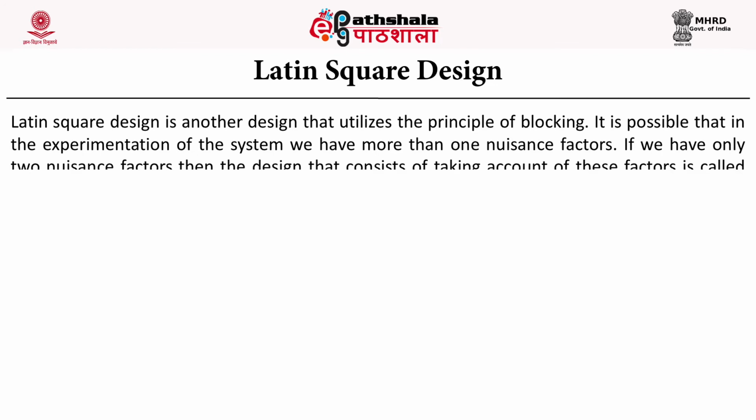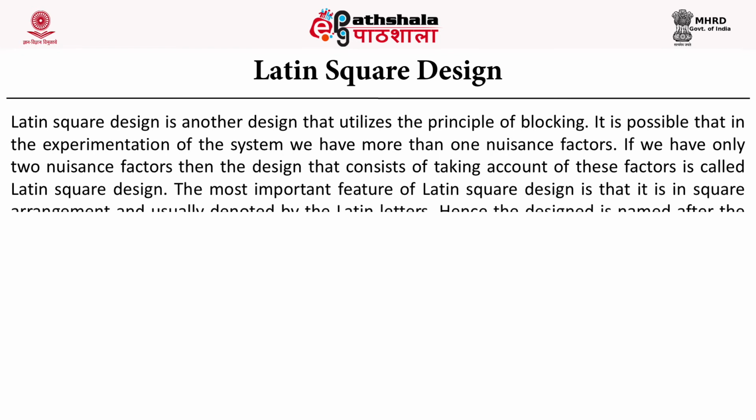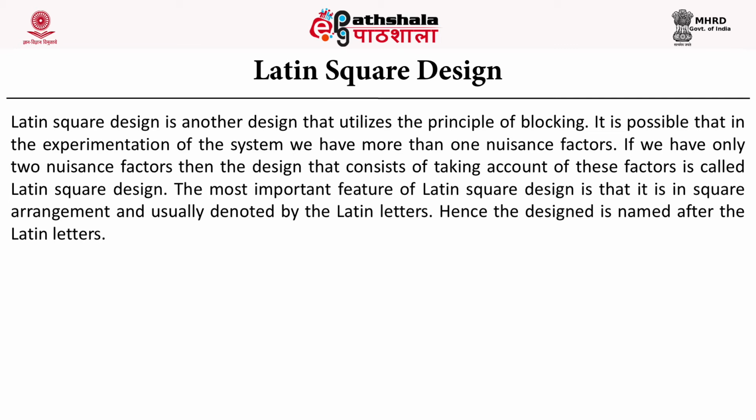Latin square design is basically an extension of the randomized block design. It is another design that utilizes the principle of blocking. It is possible that in the experimentation of a system we have more than one nuisance factor. If we have two nuisance factors, then the design that takes account of these factors is called Latin square design. The most important feature of Latin square design is that it is a square arrangement, usually denoted by Latin letters. Hence, the design is named after the Latin letters.